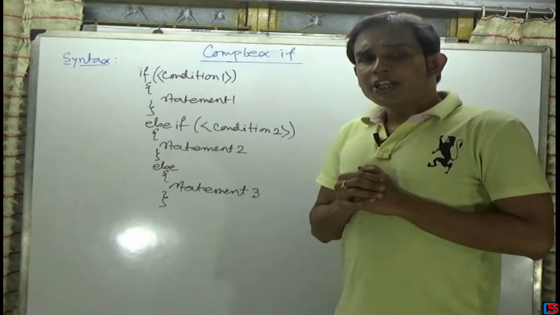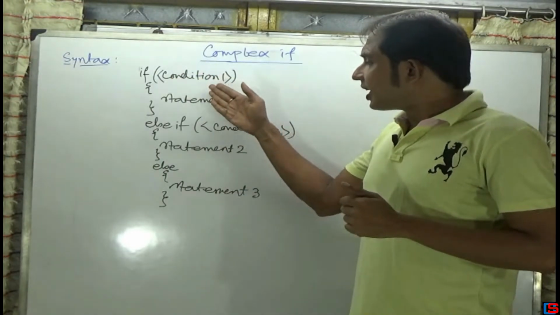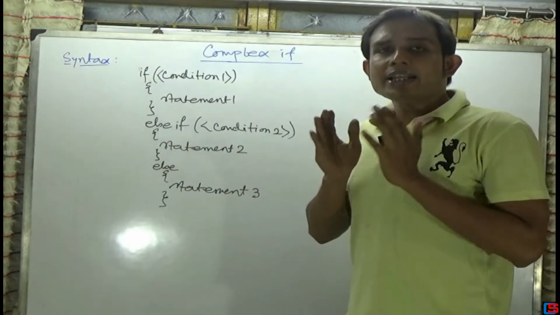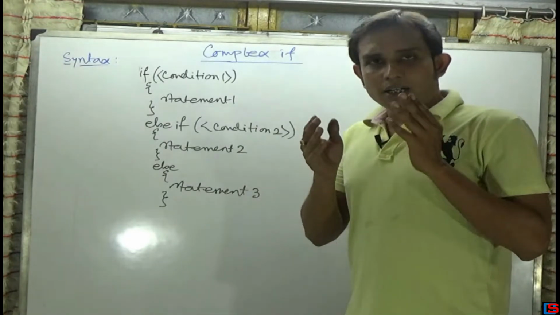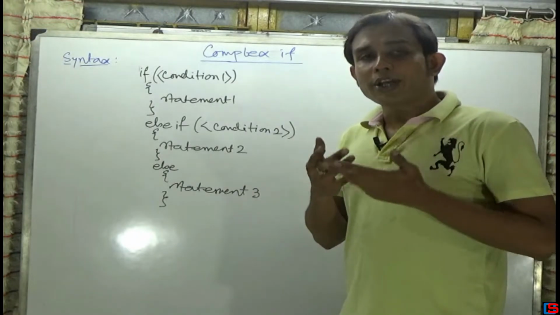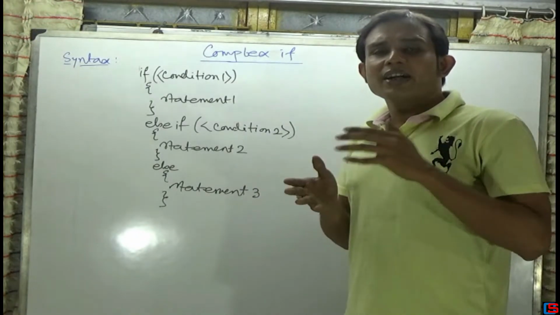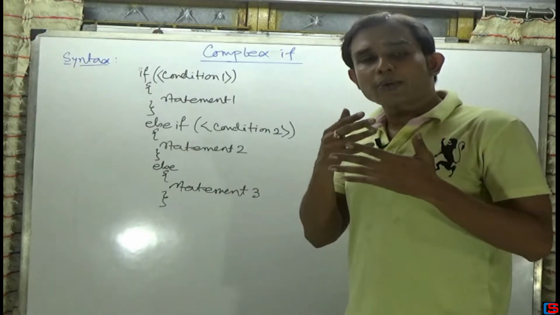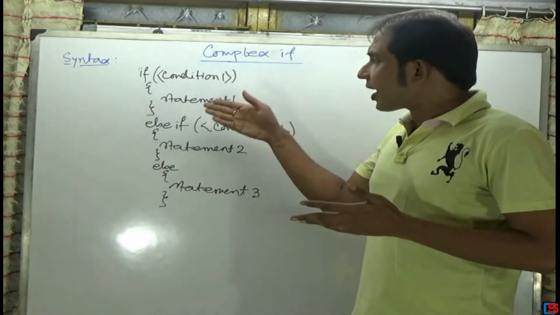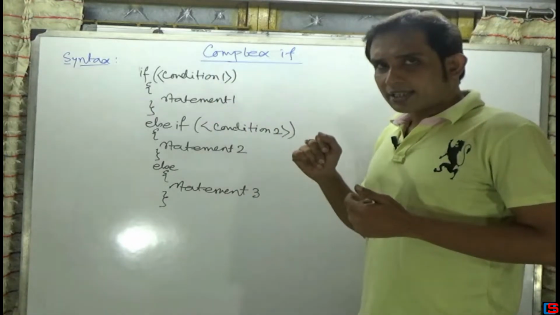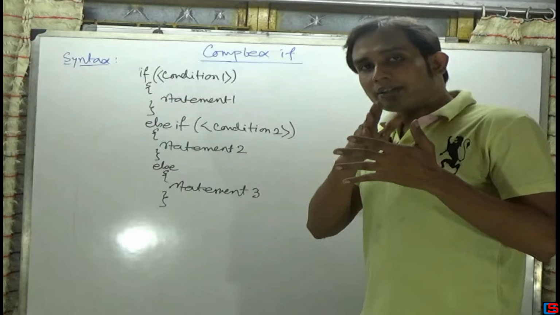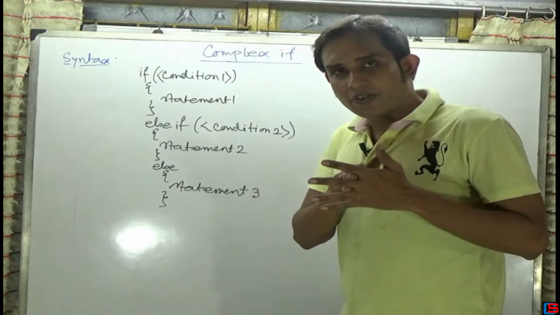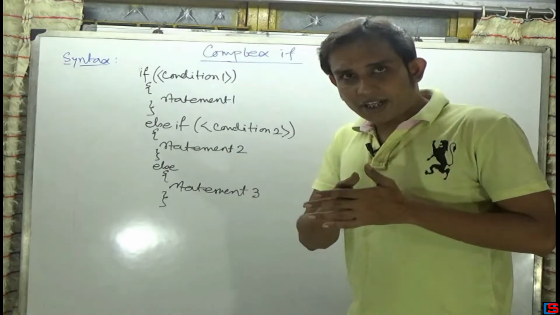How can we determine how many if conditions we are going to write? It completely depends upon the question which you are going to solve. If in the question there are 5 conditions you are going to check, then you have to write 4 if conditions. Suppose in the question there are 5 conditions given, and you are going to check the 5 conditions.